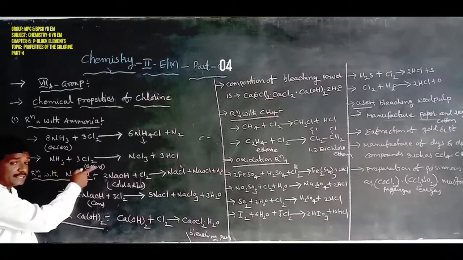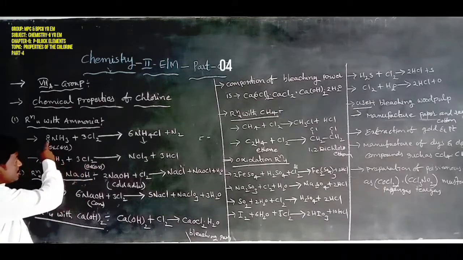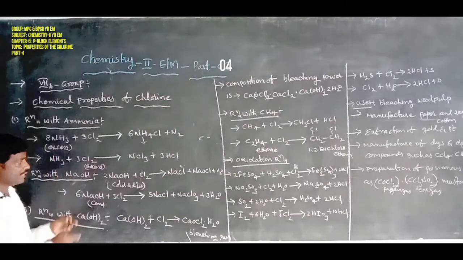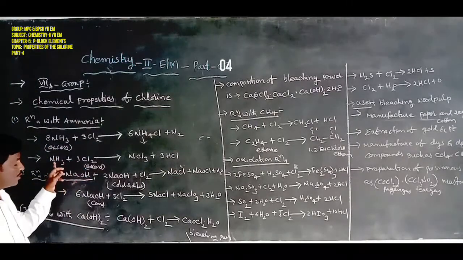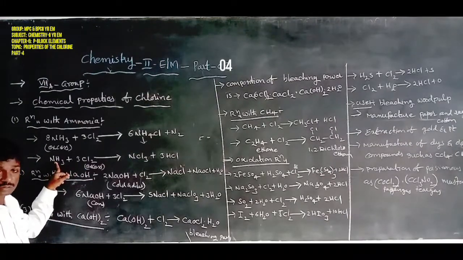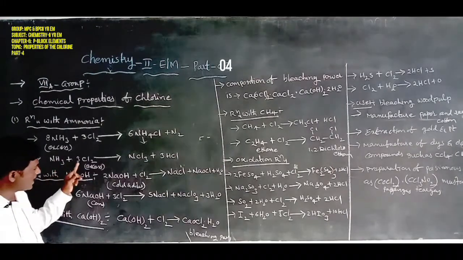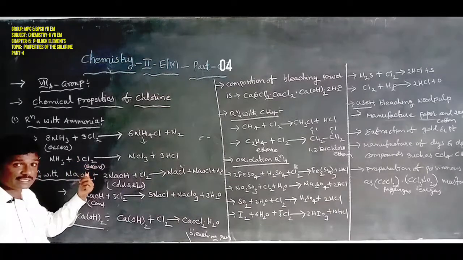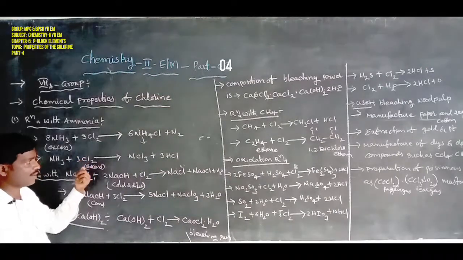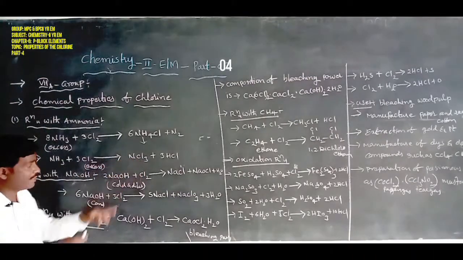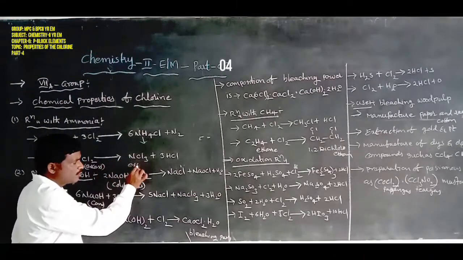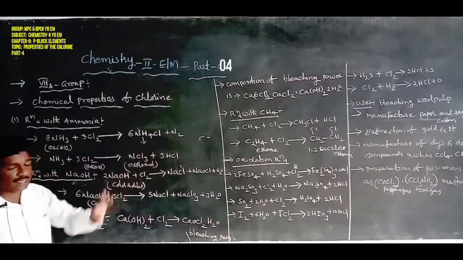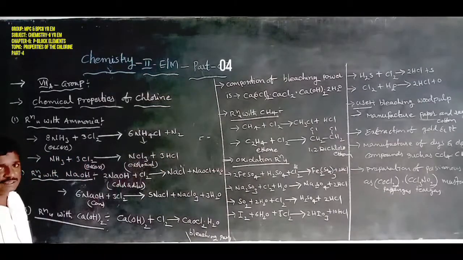Next, ammonia reacts with excess chlorine. Here the ammonia is only 1 mole. One mole of ammonia reacts with 3 moles of chlorine, that is excess chlorine, to form nitrogen trichloride. It is also known as an explosive compound. Another product is 3 moles of hydrochloric acid.